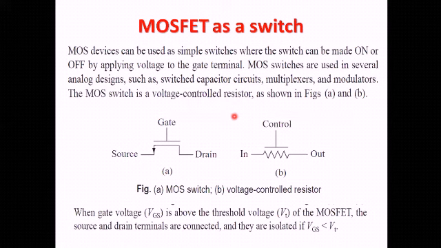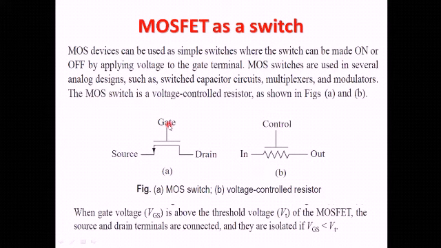So first is MOSFET as a switch. MOS devices can be used as simple switches where the switch can be made on and off by applying voltage to the gate terminal. MOS switches are used in several analog designs such as switch capacitor circuits, multiplexers and modulators. The MOS switch is a voltage control resistor and this is shown in figure A and B. This A is the MOS switch and figure B is the voltage control resistor.